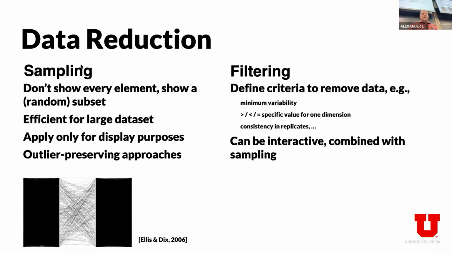Yeah, I did mention a little bit about sampling already. So this is from a paper from 2006 by Ellis and Dix. Essentially they argue for sampling as a way to deal with scalability. Showing a random subset is extremely efficient, right? It's super cheap to calculate a random subset, and they did a study in this paper showing that it preserves all the relevant patterns, right? So if you sample reasonably, you can show all of the patterns in the large data set.